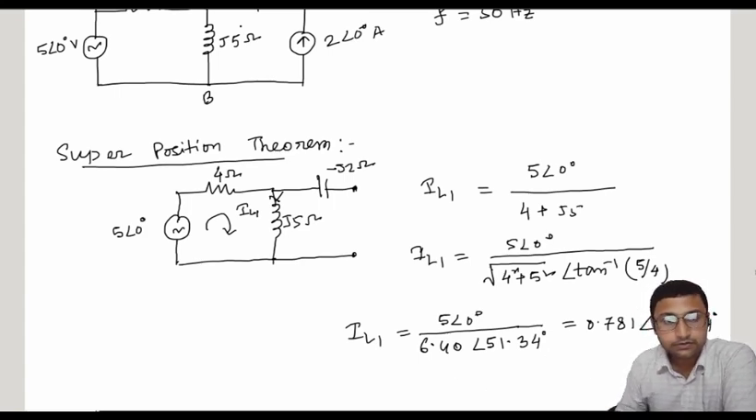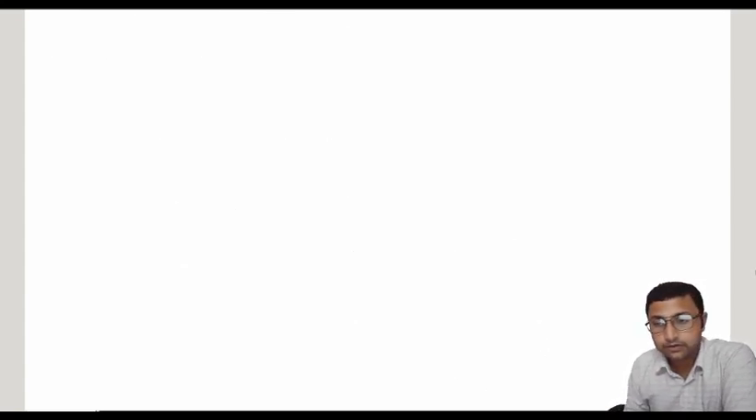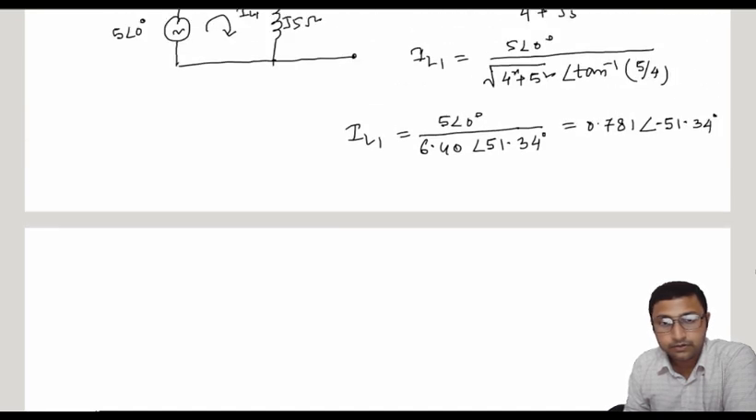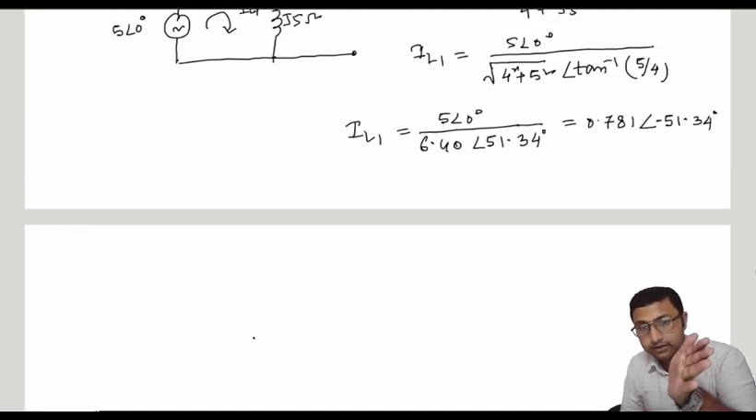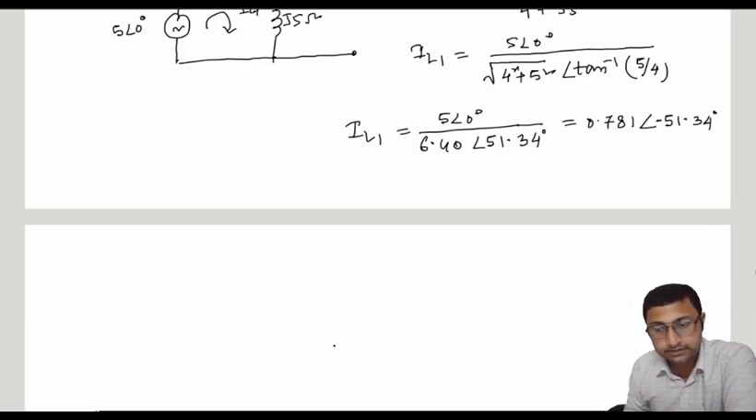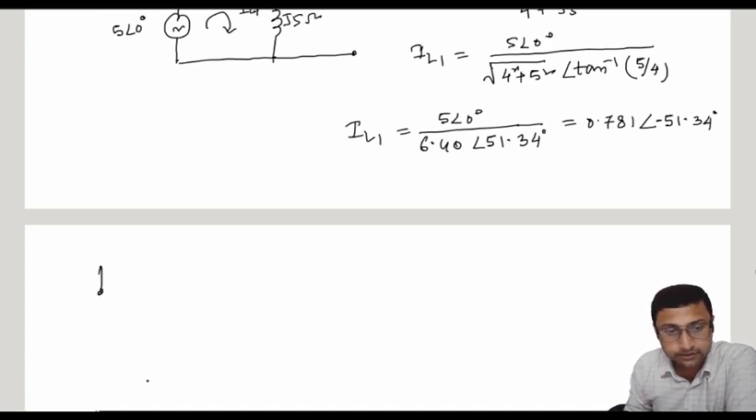Now the second step was considering the other source. In the second step I will consider only the current source. If we redraw the figure, the voltage source is replaced by a short circuit. So this is the short-circuited terminal.